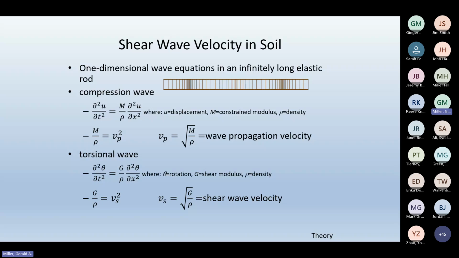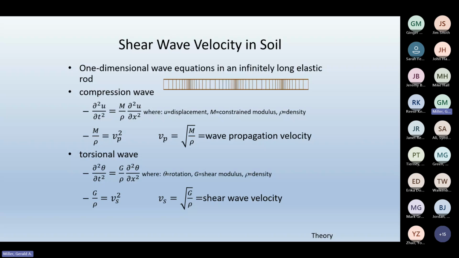So this equation describes particle motion due to a compressional wave propagating through a rod. So it's a one-dimensional wave. Okay, this is the equation for a torsional wave. So if you let the rod twist, this wave depends, in some part, on the shear wave velocity.